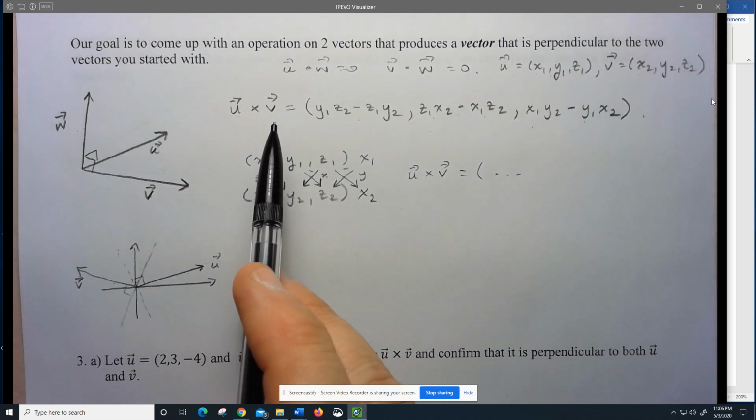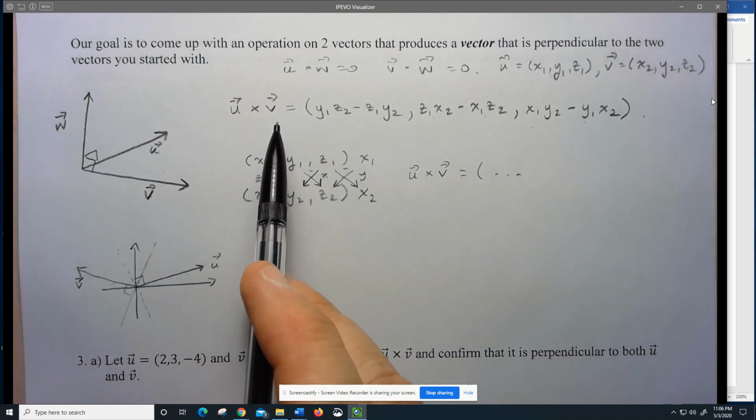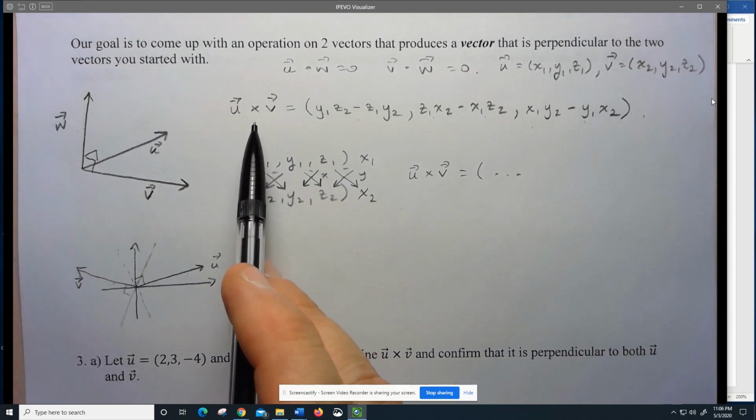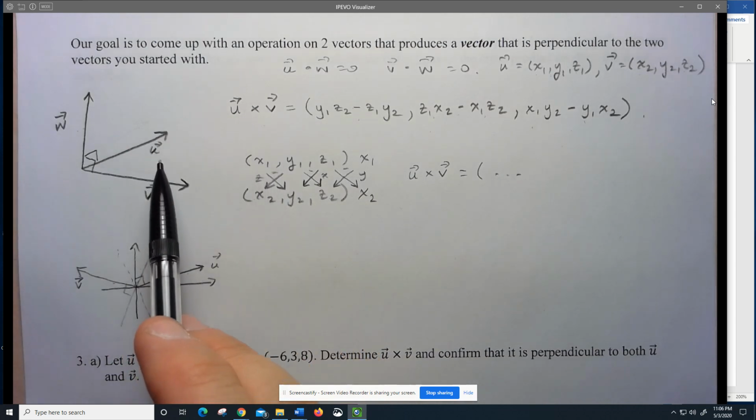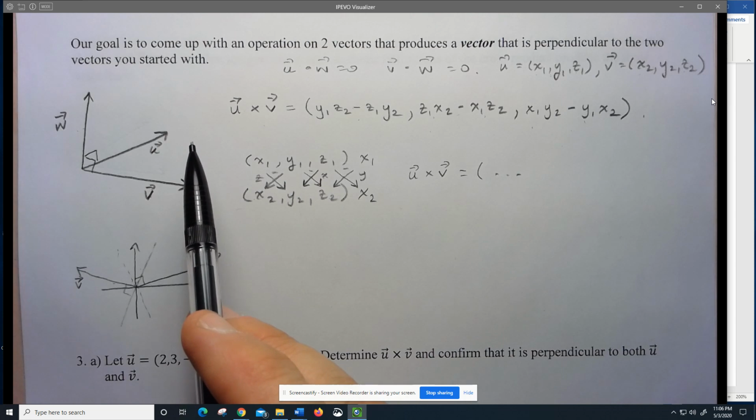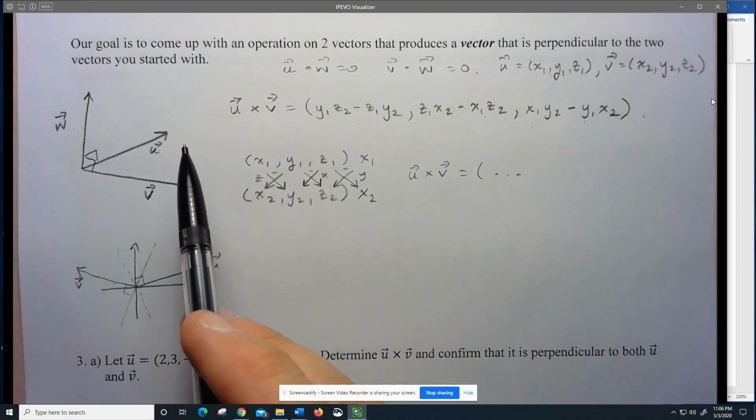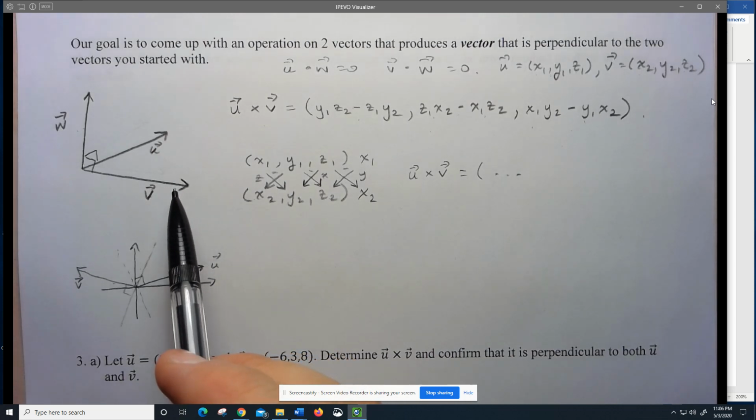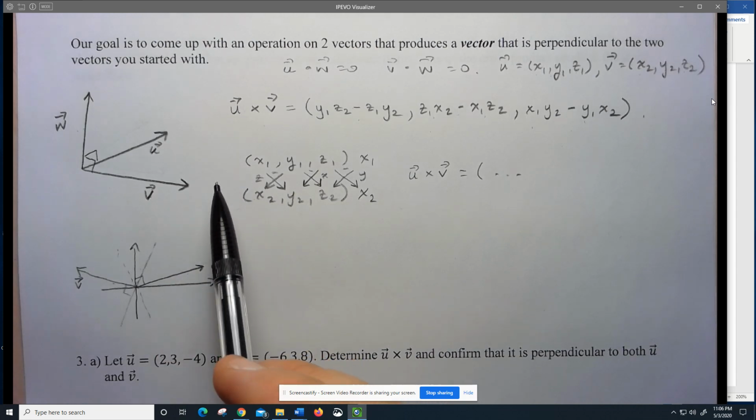All right. Now, you might ask yourself, why would we define something that's only valid for 3D vectors? Well, remember we said sometimes we define things because we need them to perform a certain task. And the task that we need is in 3D.